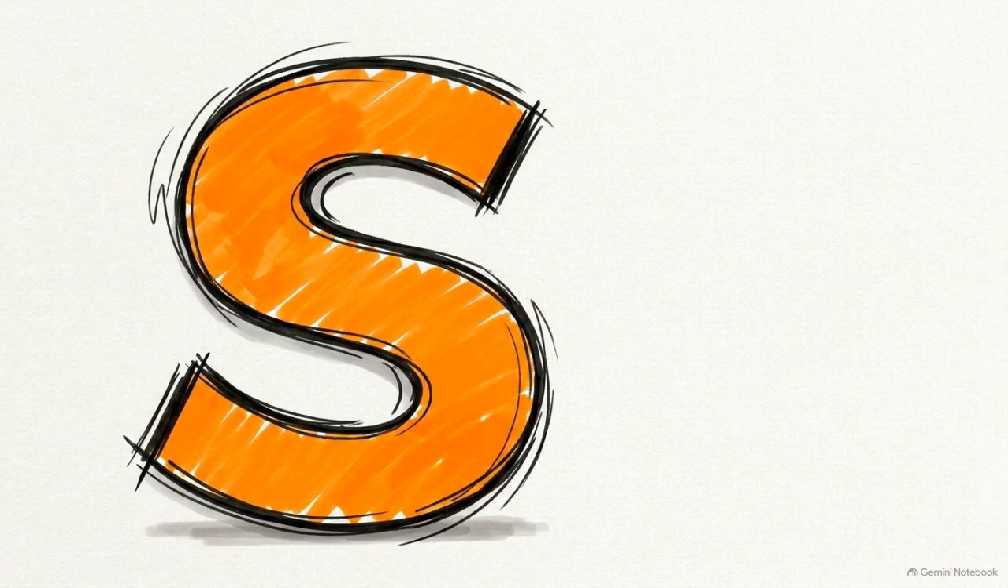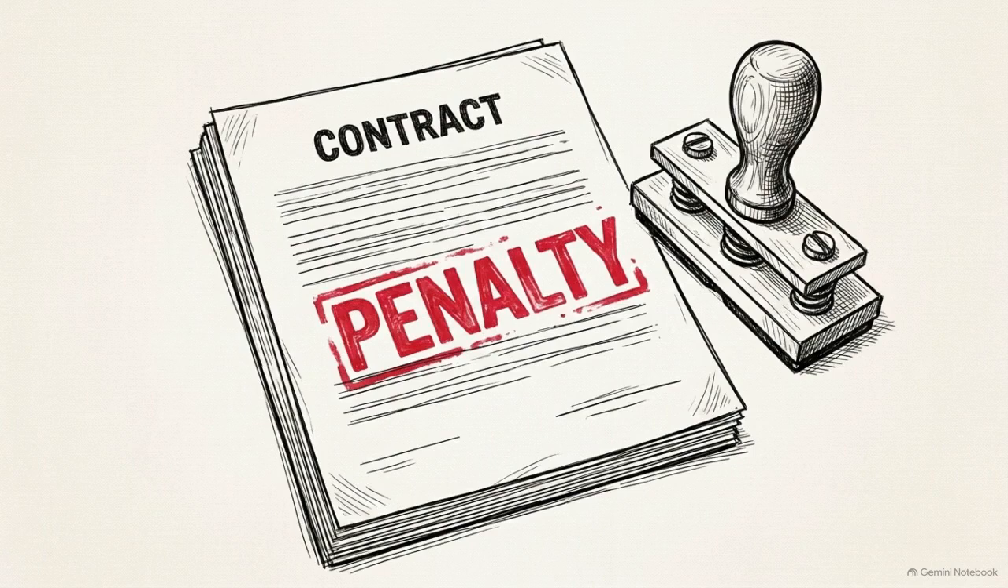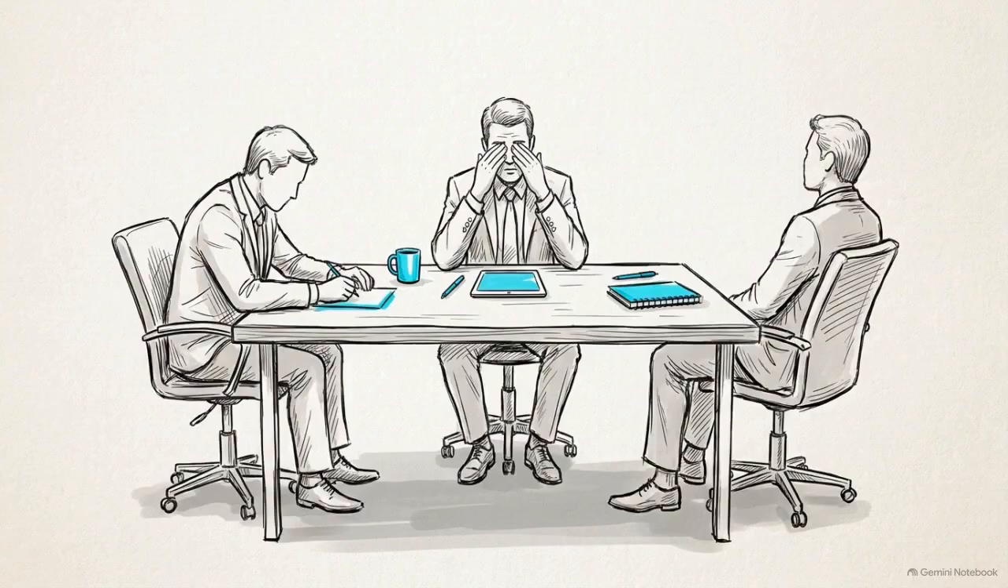Set the stakes first. Write one sentence that describes exactly what happens if the people in this room do not act today. Opening with concrete stakes, like a penalty clause or a missed regulatory window, targets executive attention. A standard agenda slide rarely earns that level of engagement.